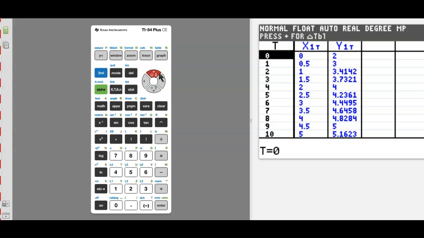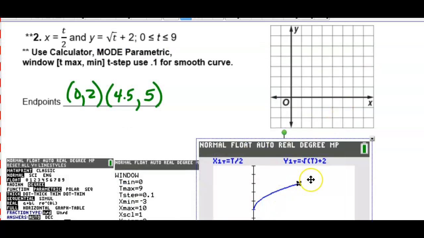I'm going to go 0, 2, 2, 4, 4.5, 5. That should be enough, right? 0, 2, 2, 4, 4.5, 5. So there's the little piece that was going this way. And that's it.